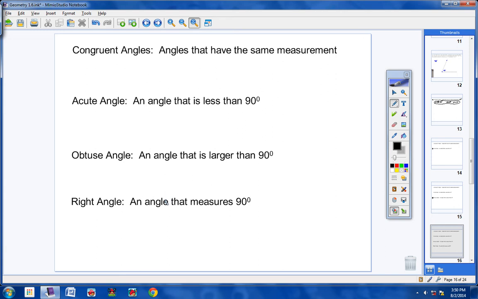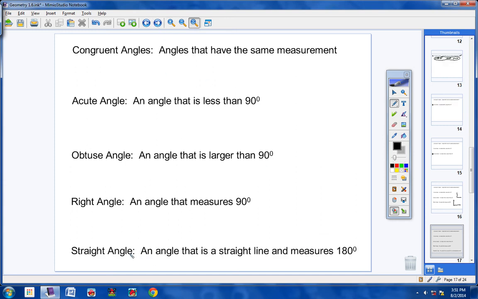A right angle is an angle that measures 90 degrees, and we should know that by now. We're juniors or sophomores in high school, okay? That would be not the best drawn, but that would be a right angle. A right angle has the shape of an L, okay? So a right angle is an angle that measures 90 degrees.